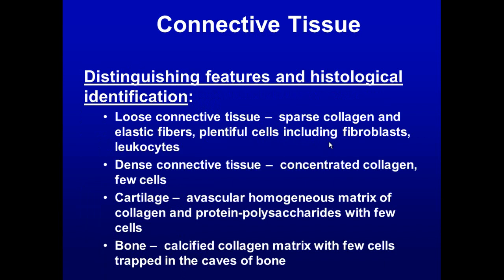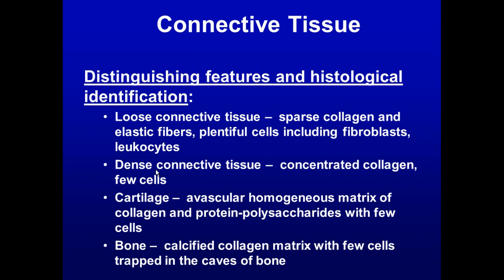Now, connective tissue differs from epithelium in that a main component of connective tissue is the extracellular material, that is, what's outside the cell. In epithelium, there's not that much extracellular space between the cells because they are attached by junctions. Not so in connective tissue. In fact, loose connective tissue has lots of cells and not many fibers. Dense connective tissue has lots of fibers and few cells.